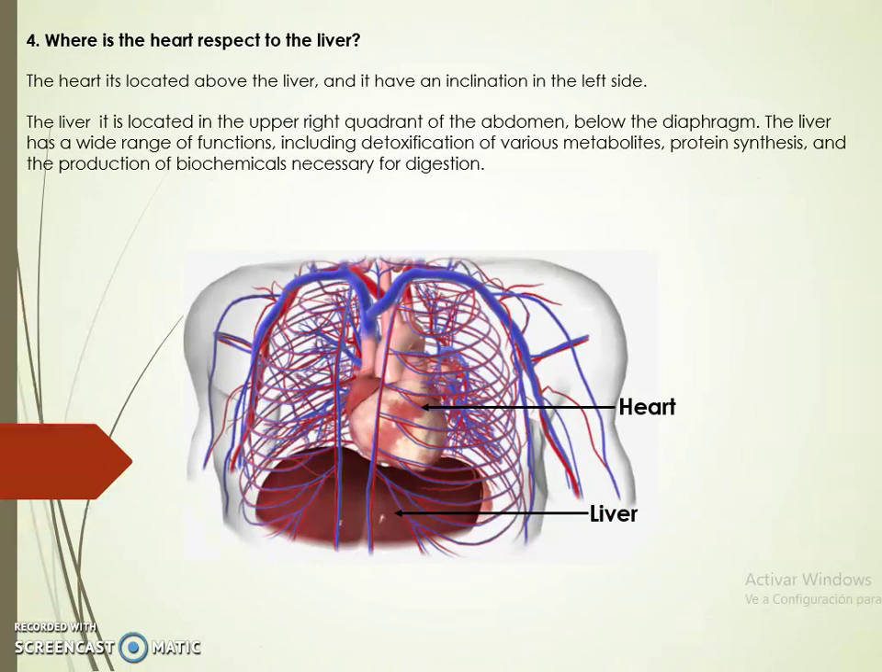Where is the heart with respect to the liver? The heart is located above the liver and they have an inclination to the left side. The liver is located in the upper right quadrant of the abdomen, below the diaphragm.